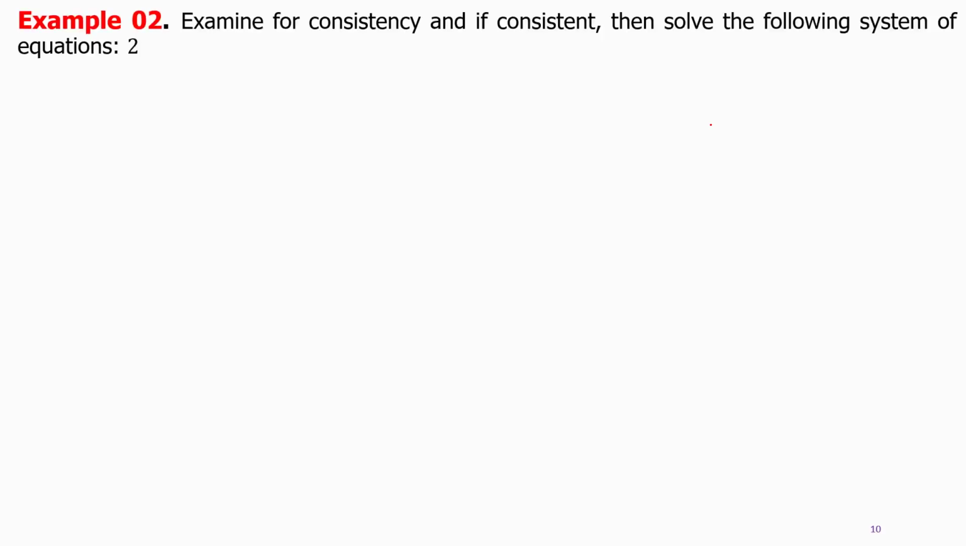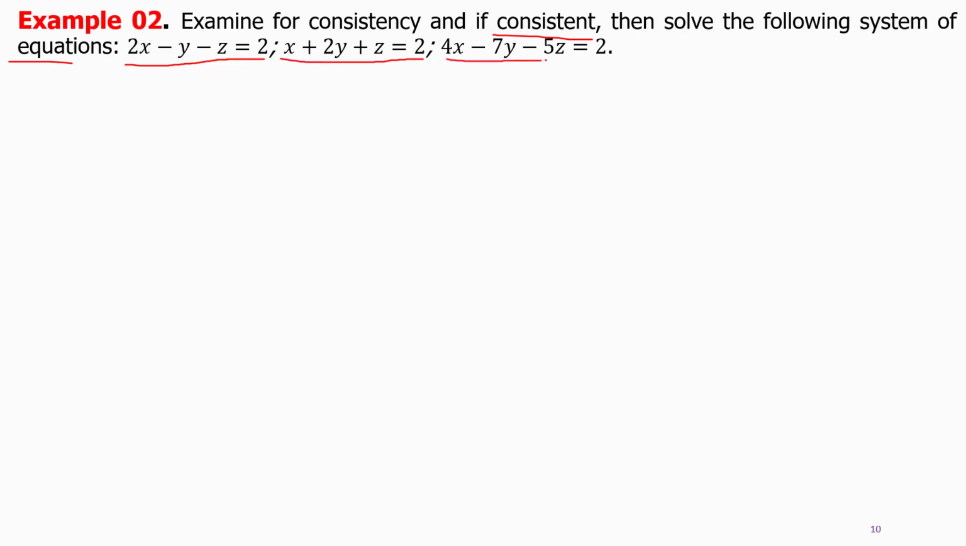Example which is based on the consistency of the system of linear equations. The question is: examine for consistency, and if consistent, then solve the following system of equations. There are three equations: 2x minus y minus z equal to 2, x plus 2y plus z equal to 2, 4x minus 7y minus 5z is equal to 2.